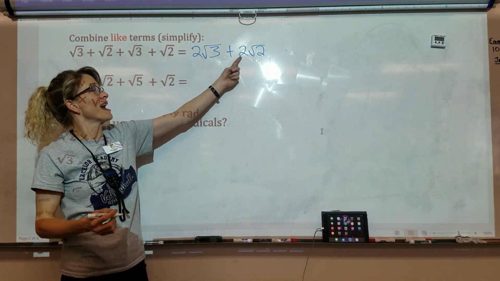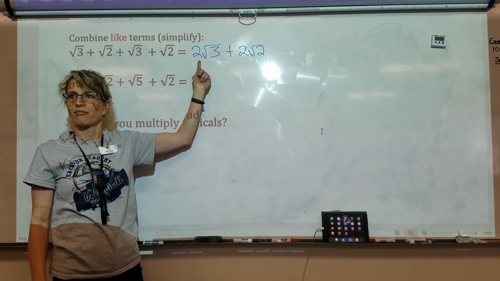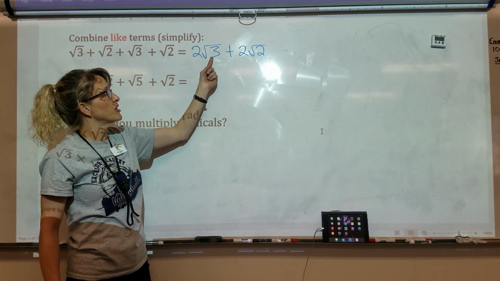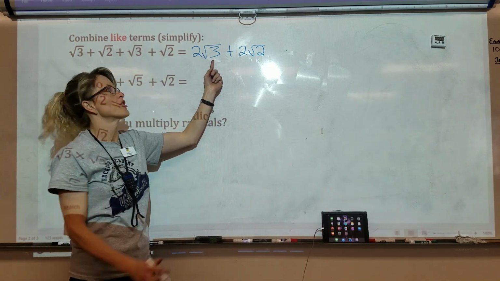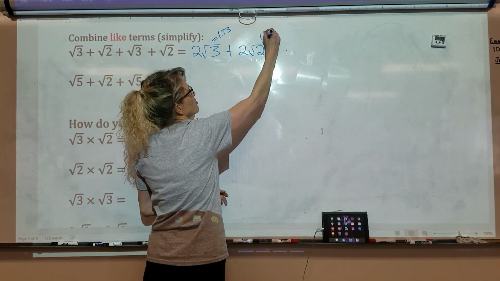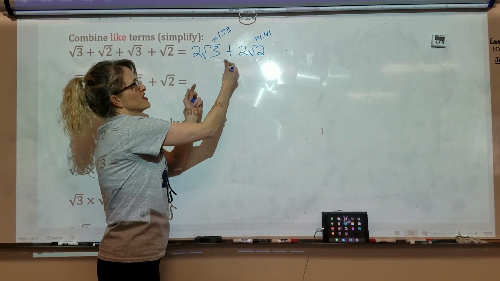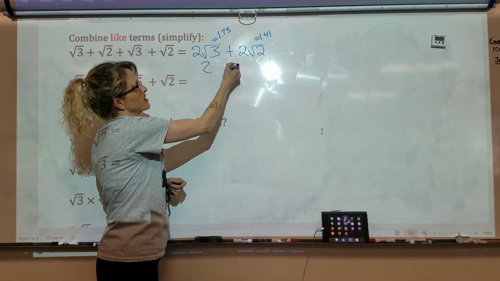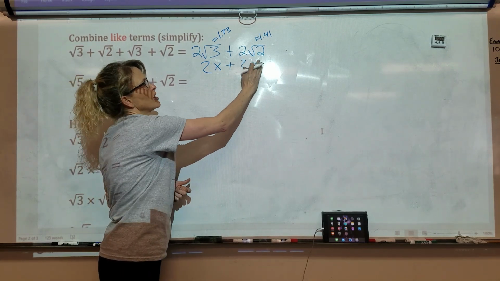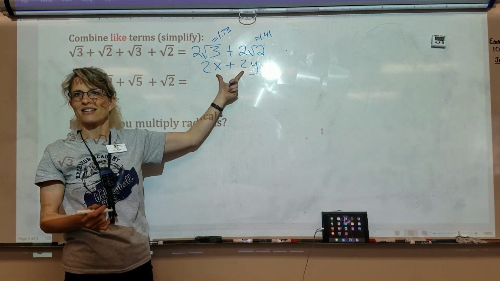Because the 2 and the 2 match. Can I combine them? Yes or no? Nod with your head. You're correct. No, I cannot combine these because the radicals don't match each other. In fact, we know that's about 1.73, and we know that one's about 1.41 or so. So I can't treat them the same, like 2x plus 2x. They're not the same. It's more like 2x plus 2y. X and y, they're different, so I can't combine them.